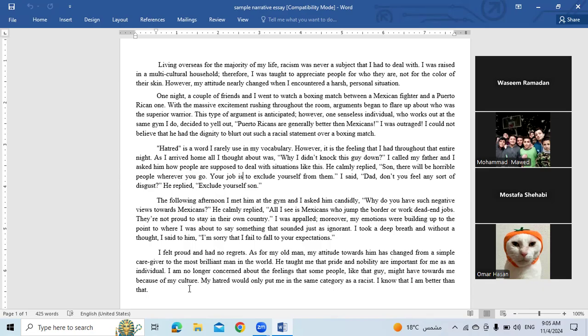And when he asked him, why do you hate Mexicans? He told him, Mexicans, they jump off the border, inside the United States, so they escape, and they work dead end jobs. Dead end jobs means that they don't stay in the same job a lot. They always change their jobs. Okay? This is what dead end job means. So they don't stay a lot in the same job. They always work and quit, work and quit. Okay?